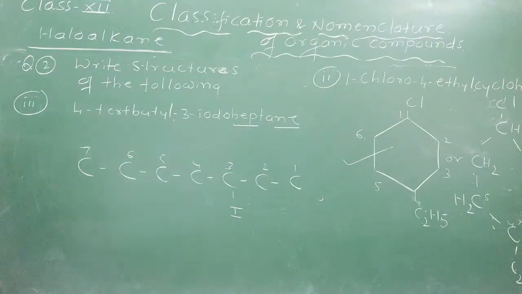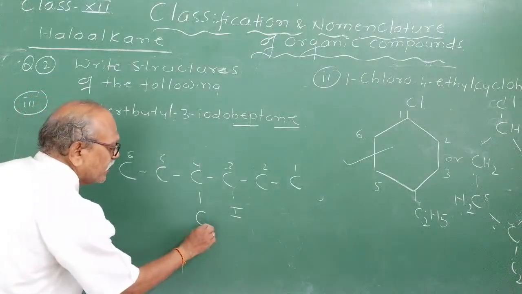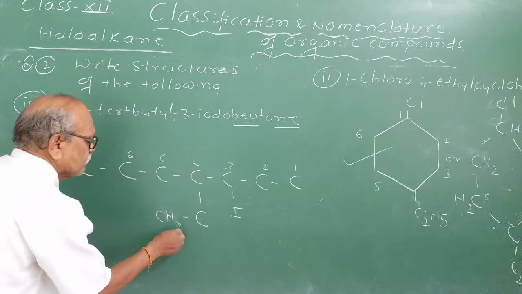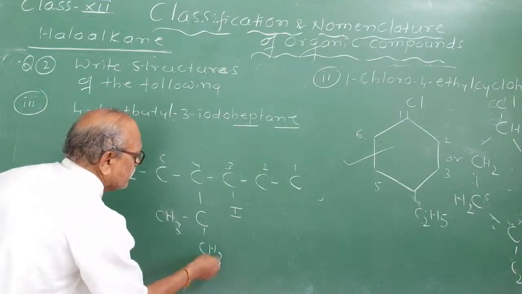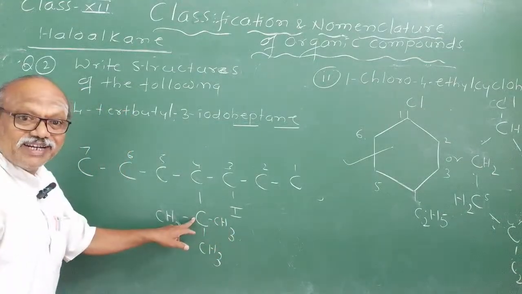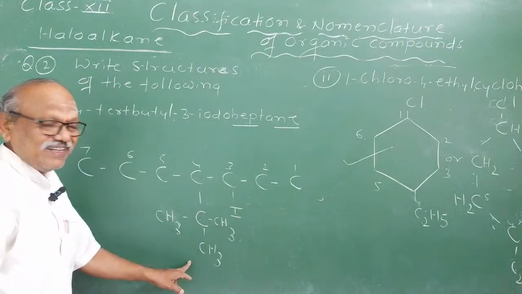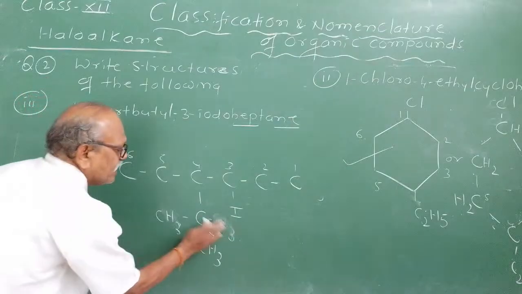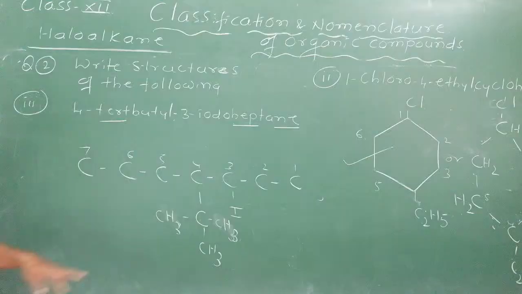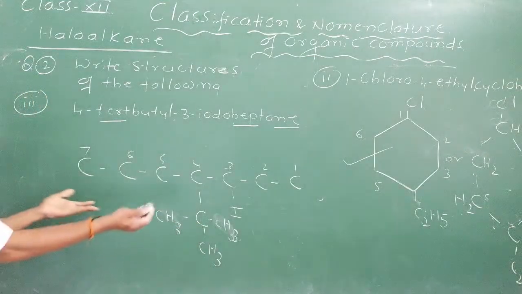4-tert-butyl. How do you write tert-butyl? To the fourth carbon atom, tert-butyl is linked. It means you have a tertiary carbon here, which will be linked with CH3, CH3, and CH3. 1, 2, 3, 4. Tertiary carbon atom. Therefore, it is called a tert-butyl. Tert-butyl should be written like this. Tert means tertiary. This tert-butyl will contain 3 carbon atoms and satisfy remaining valencies.